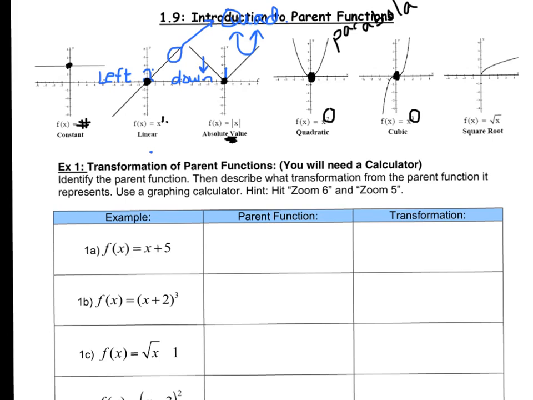The last parent function is the square root one. There is a square root sign around the x. It starts at 0, 0, and it's kind of like a sideways parabola, but just on the positive side of the x-axis. So let's see if we can identify parent functions by looking at the equations, and then figure out if we add and subtract numbers to them, what happens to them on the graph.